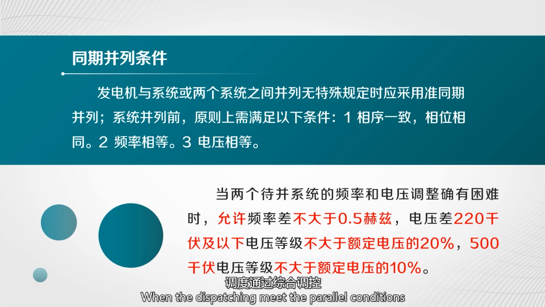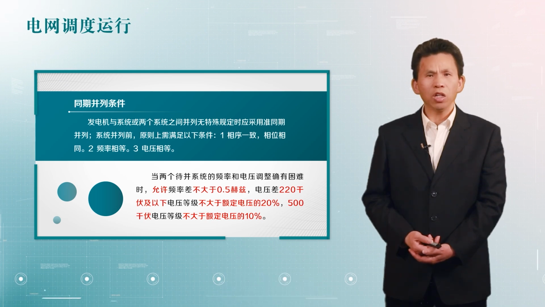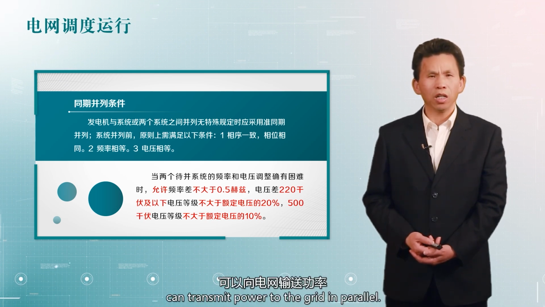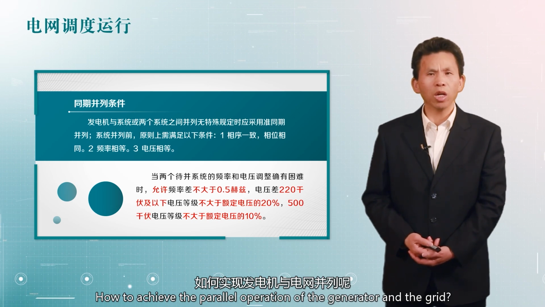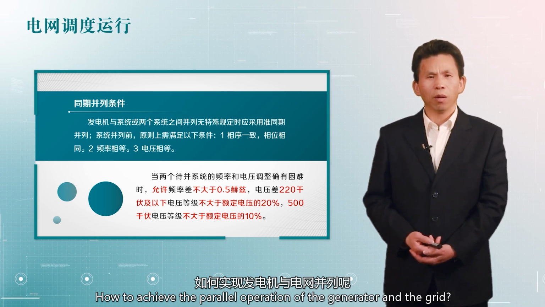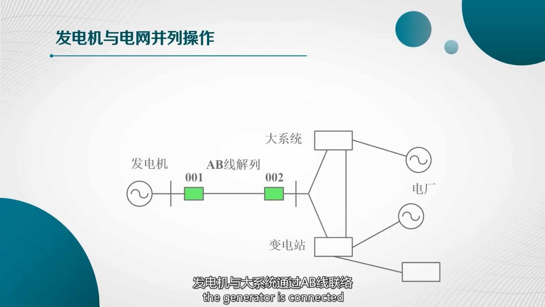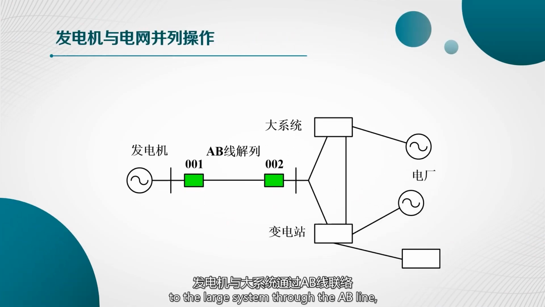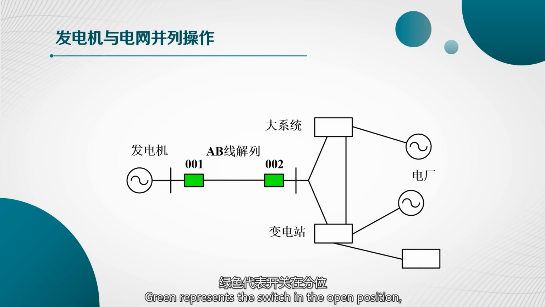When the dispatching meets the parallel conditions, through comprehensive regulation, the two power systems can operate in parallel. The generator and the grid can transmit power to the grid in parallel. How to achieve the parallel operation of the generator and the grid? As shown in the figure, the generator is connected to the large system through the OV line, with switches O1 and O2 on both sides. Green represents the switch in the open position, and red represents the switch in the closed position.